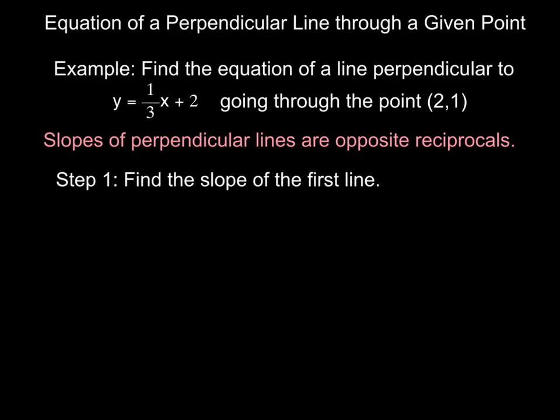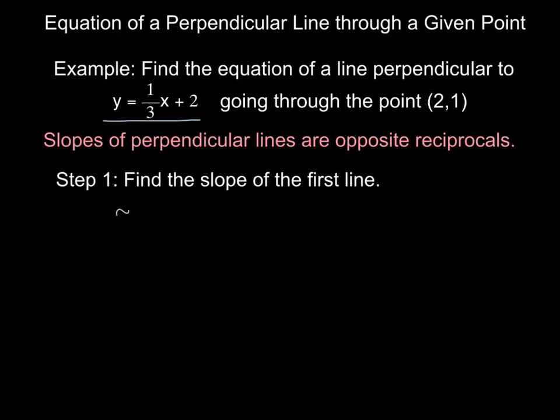In order to do this, we must first make sure that the equation we have for our first line is in slope-intercept form. Now, this one already is in slope-intercept form. y is equal to 1/3 x plus 2, so we lucked out. If it wasn't already in slope-intercept form, we would have to put it in slope-intercept form in order to continue this problem. We would do so by solving for the variable y. But we don't have to do it in this problem.